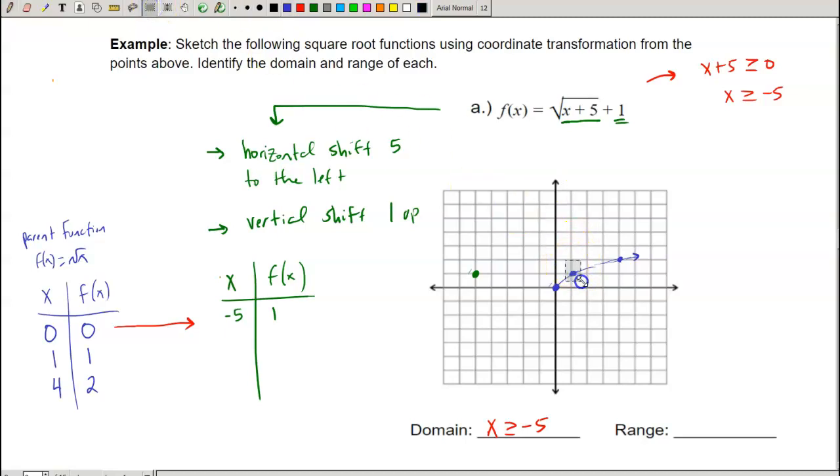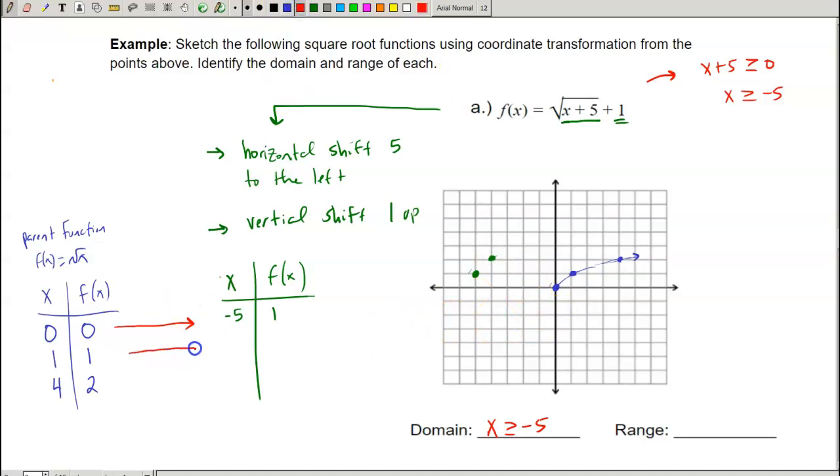I'm taking this point right here at 1, 1, and I'm going to do the same thing. I'm going to move left 5 and up 1. So I'm going to go 1, 2, 3, 4, 5, and up 1. And so there's that point that translated.